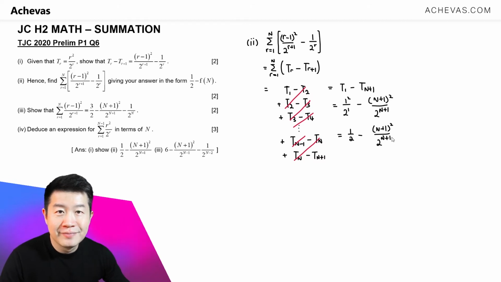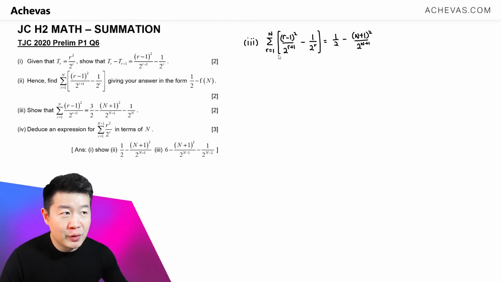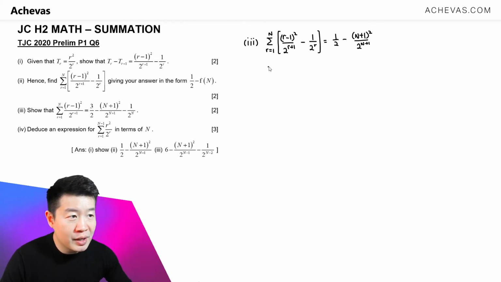So my answer is 1 over 2 minus n plus 1 squared divided by 2 to the power of n plus 1. In part 3, we are going to make use of the result from part 2, which is this equation over here. Because within this equation, we can see r minus 1 squared divided by 2 to the power of r plus 1, which is the summation of the expression that we are trying to find. So on the left hand side here, I'm going to break out this summation into two parts, which is this, then r minus 1 squared divided by 2 to the power of r plus 1. And this is what the question wants us to find.